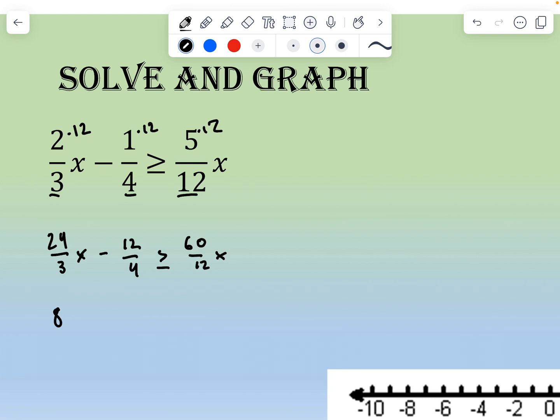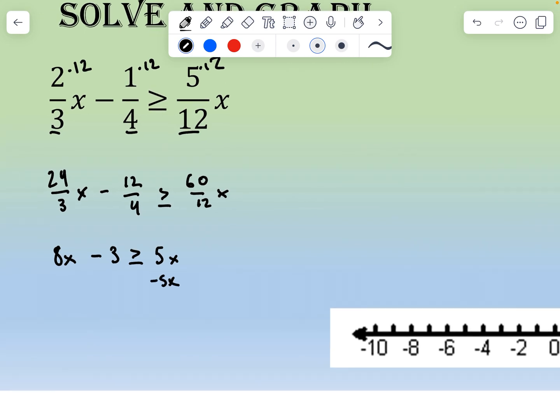And then I'll simplify. So 8x minus 3 is greater than or equal to 5x. So I'll subtract my 5x.